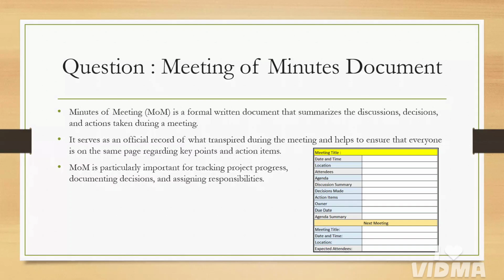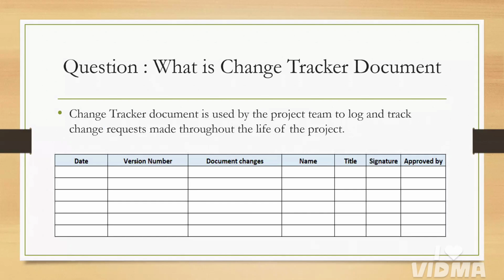So in this 30 minutes, whatever the things you have done, you need to update in the MoM sheet after the meeting is closed. Okay, the meeting is ended, then you need to go through the MoM sheet and update it. So this change tracker document is nothing but, whenever a change request comes from the client side, you need to use this change tracker document. You need to create the date, version number, and document changes, whatever the document changed, and the name, title, signature, and approved by. Okay, so whatever the changes given by the client people, you need to update the document, and mention those changes there.